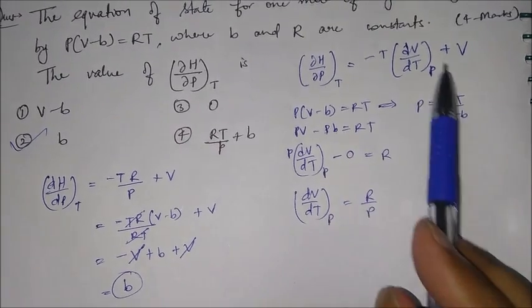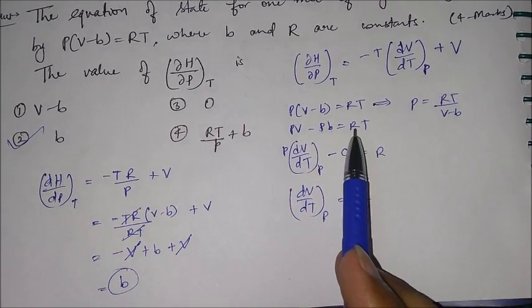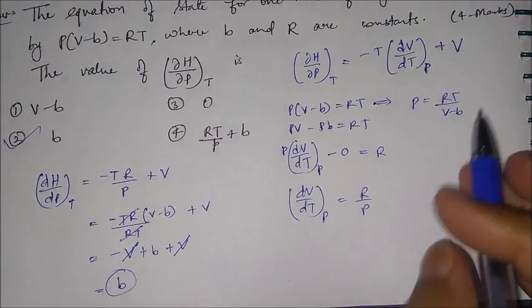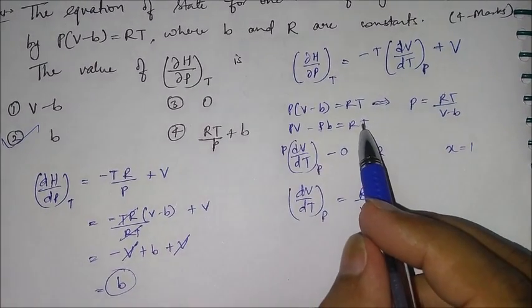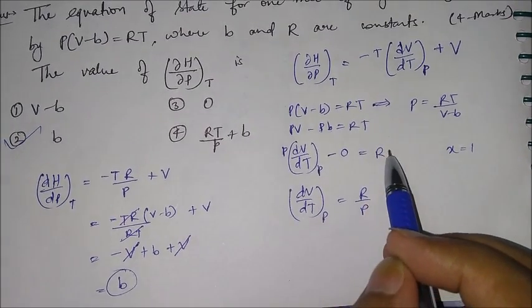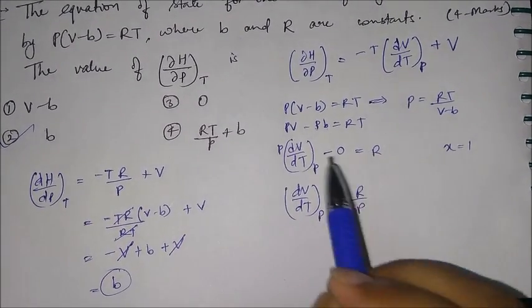Why have I taken P constant? Because here it's mentioned that P we have to take constant, that's why. And differentiation of a term, like if you are differentiating x with respect to x, that will be 1. So if you are differentiating t with respect to t, that will be 1. That's why I haven't shown it here. Okay, so that's what I have done here.